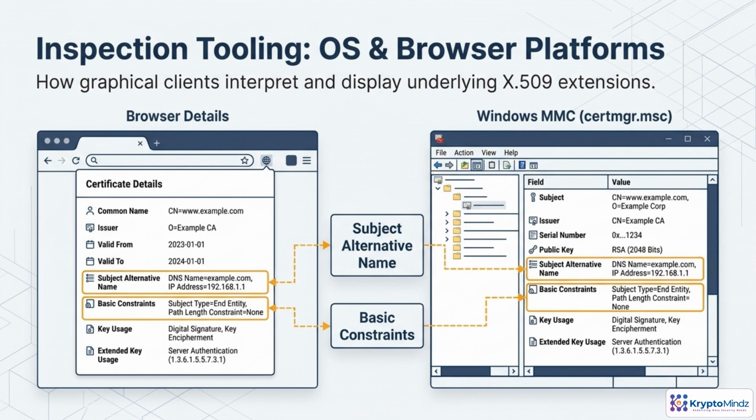Looking at a certificate in a browser or in Windows certmgr shows the same X.509 data just rendered differently. As an engineer, focus on how reliably each tool surfaces critical extensions. Subject alternative name must list every hostname or IP the service will use. If it's missing, clients can reject the connection. Basic constraints tells you whether this certificate can issue other certificates or is just an end entity. Misreading either can lead to subtle, painful trust issues.